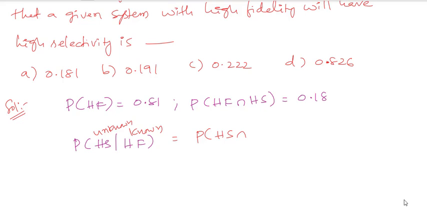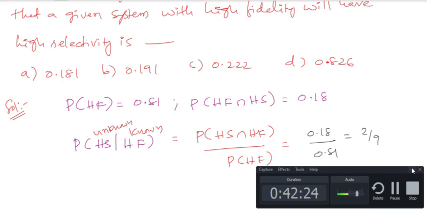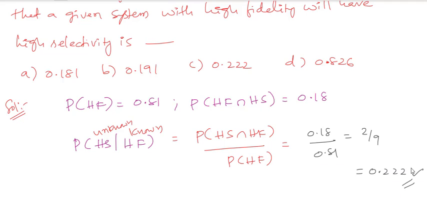Probability of high selectivity intersection high fidelity, or high fidelity intersection high selectivity, both are the same. That is not a big deal. Substitute those values directly and you can get the answer. This is 0.18 divided by 0.81. If you do it, you will have 2 by 9, which is the value of 0.22. So the question seems big, but if you use your common sense, it is the easiest way. Clear with my point?